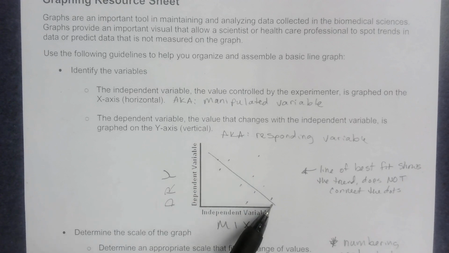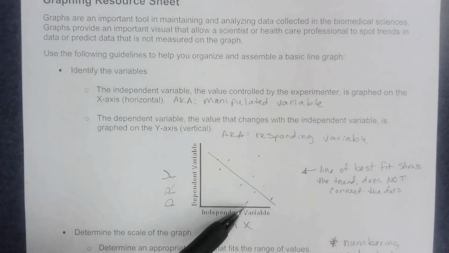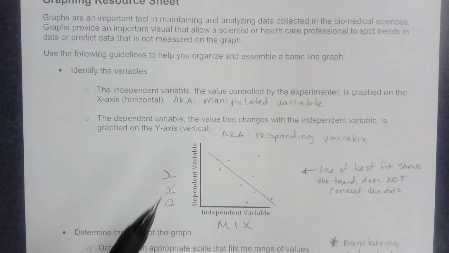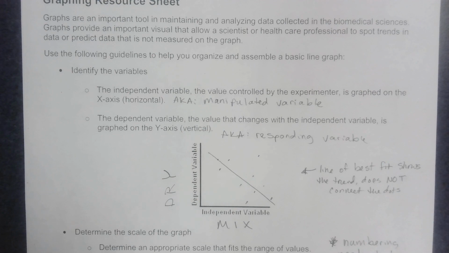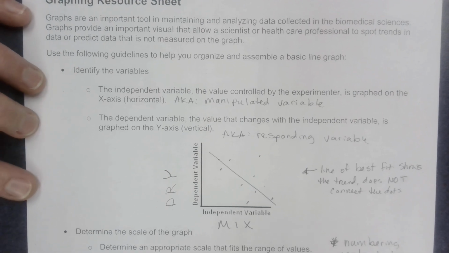The line of best fit shows the general overall trend in the data, and it does not connect the dots, because connecting the dots probably wouldn't make a whole lot of sense. So we would just have a big squiggle. But this way we can see generally as we increase this variable, this one decreases, it's going down. So that line of best fit, that trend line, gives us a general idea of what's happening on the graph.